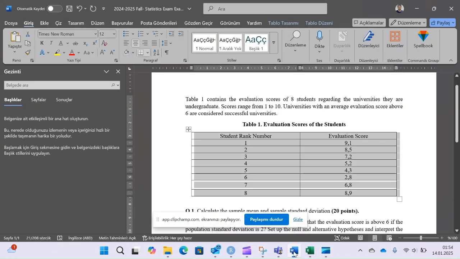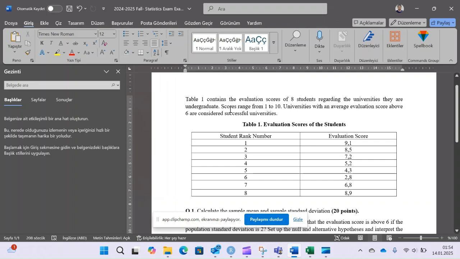Hello friends, in this video I will talk about how to make a z-test and t-test with an example. So here is the example.